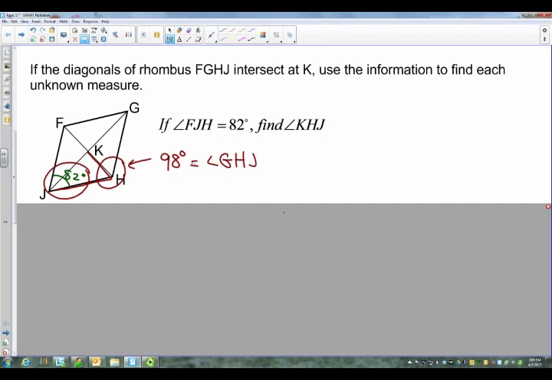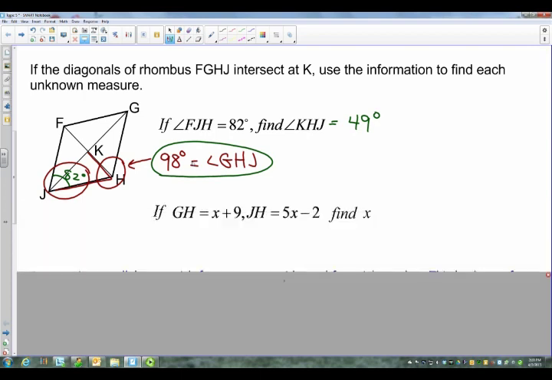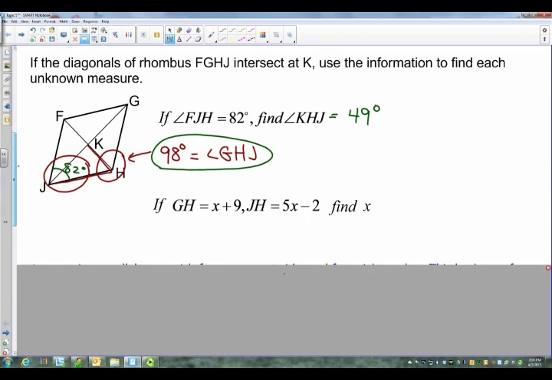Well, we don't want GHJ, we want KHJ, and that's just the smaller angle. Well, the theorem we looked at before said that the angles of a rhombus were bisected by the diagonals. So that means I'm going to take this angle here and basically cut it in half. So KHJ is going to be half of 98, which is going to be 49 degrees, and there's your solution. Alright, so we got to go back and think of some of the properties of parallelograms, the fact that they bisect angles, the fact that the consecutive interiors add up to 180 helped us in this problem for the rhombi and the parallelogram.